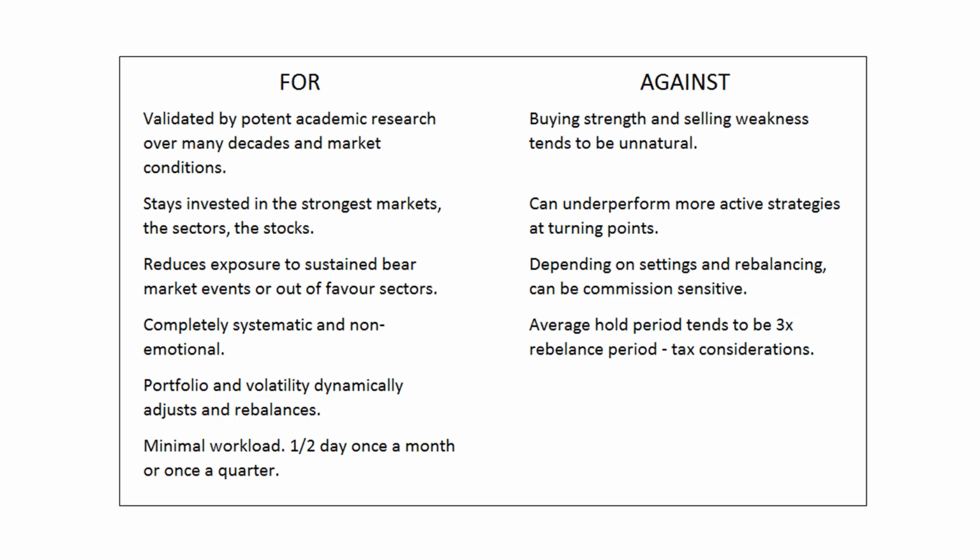Some difficult things with it for people: buying strength is very difficult, and selling weakness is very unnatural to do. People like to buy a bargain, buy something that's going down in the hope it goes up, but you never know when it's going to stop going down. Look at AMP, it keeps going down. It can underperform some more active strategies at turning points because it's a little bit slower to get out. We're not trying to pick the top or the bottom, we're just waiting for it to turn.